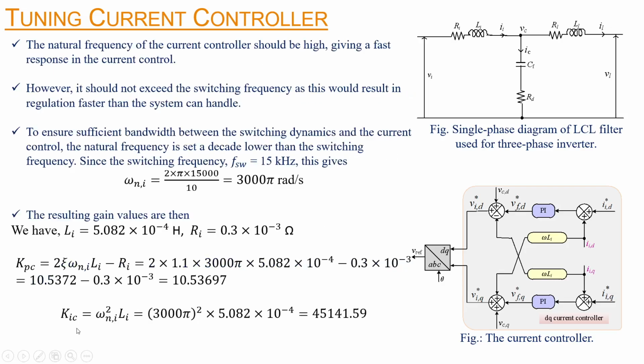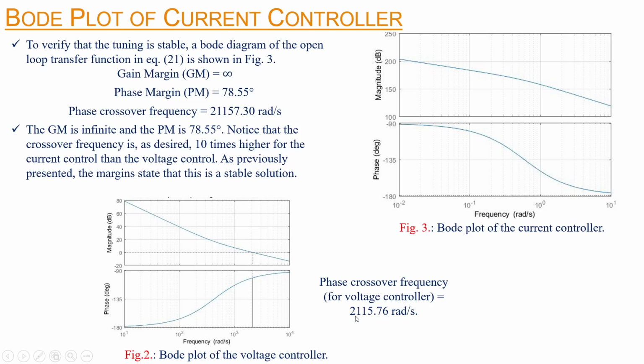Now we have omega ni as 3000 pi radian per second. So we get the resulting controller gains for the current controller as KPC 10.536 and KIC 45,141.6. Now again we will verify the controller design using the Bode plot. We have made the Bode diagram for the open loop transfer function, and again the gain margin is infinite and the phase margin is 78.55 degrees, with phase crossover frequency 21,157.3 radian per second. So we can notice that the crossover frequency is at the desired 10 times higher for the current controller than the voltage controller.